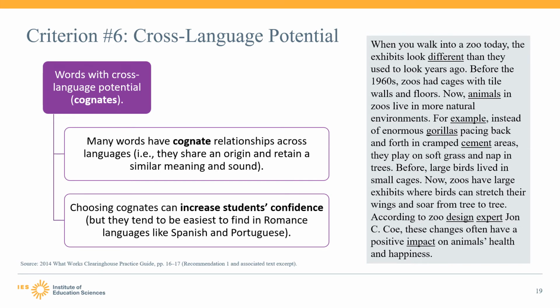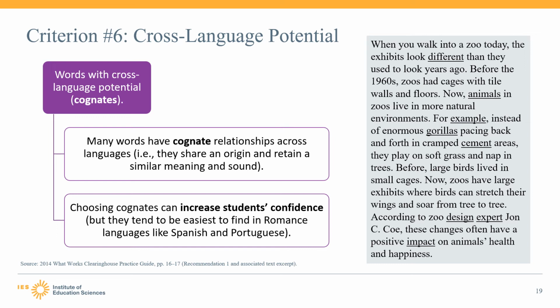And then finally, and this is the most interesting piece, I think, for English learners, is the potential for cross-language relationships when we're selecting vocabulary words to target in our instruction that's focused on supporting EL's achievement. Usually we term these words cognates, so there are lots of words that have cognate relationships across languages, which is to say they share an origin in the history of language, and they retain a similar meaning and sound. And it's really useful to think about choosing cognates in your focus on instruction because it can increase students' confidence.